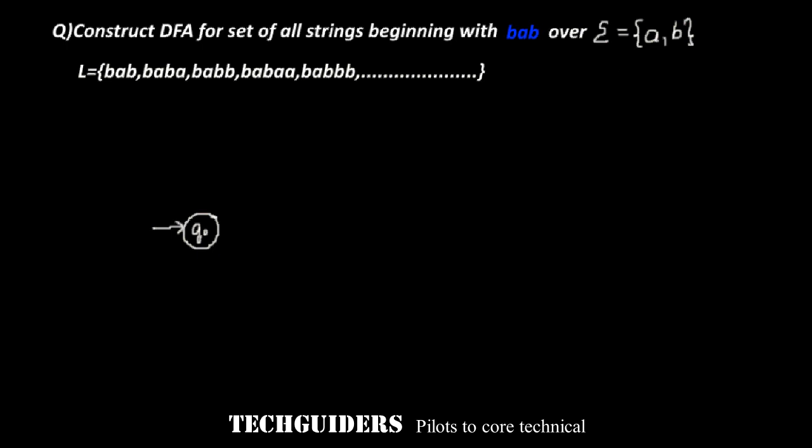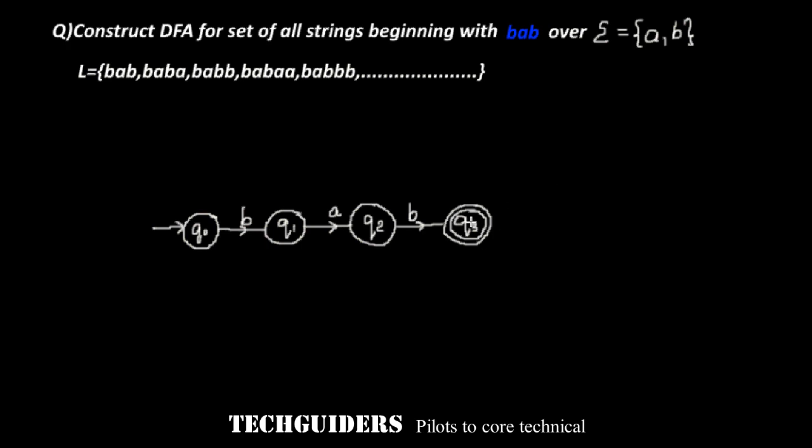As per expectation, if the first input symbol found is B, then move to another state Q1, which remembers that the string has already started with B. Now it is expecting A. As per expectation, if the next input symbol is A, move to another state Q2, which remembers that the string has started with BA. Then, if the next input symbol found is B, move to another state Q3, which remembers that the string has started with BAB. Such strings are to be accepted, so Q3 should be an accepting state or final state.